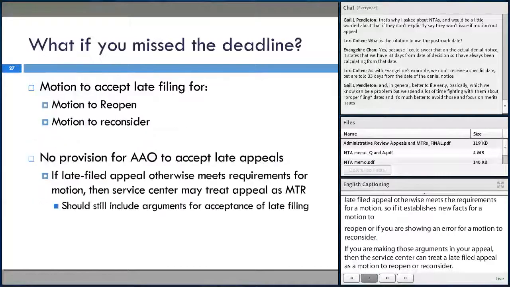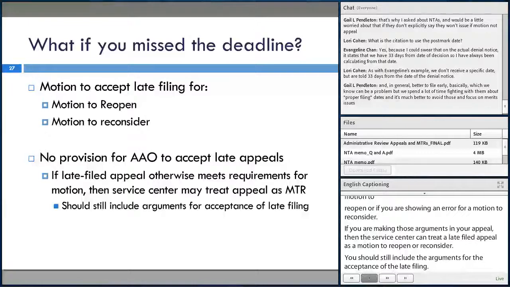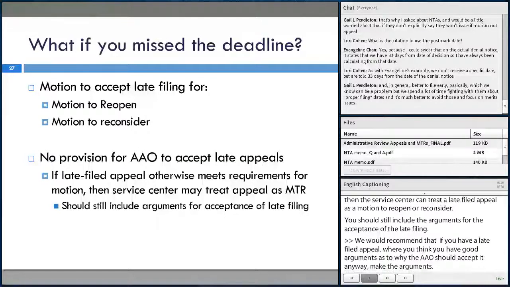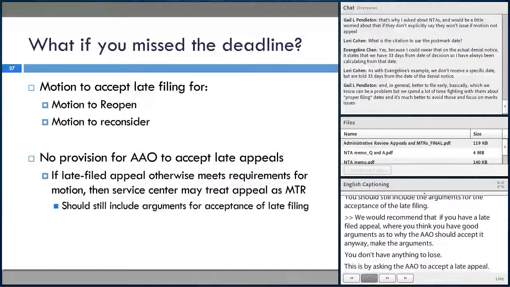We would recommend that if you have a late filed appeal where you think you have good arguments as to why the AAO should accept it anyway, that you just make those arguments. You don't have anything to lose by asking the AAO to accept the late appeal, because even if they don't, they should be treating it as a motion to reopen or reconsider anyway, even if they don't agree with you.